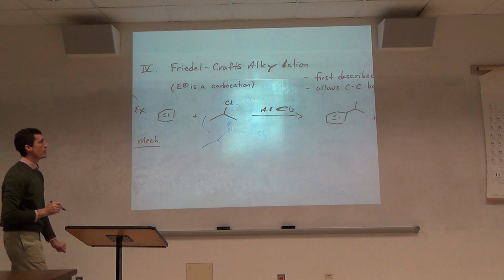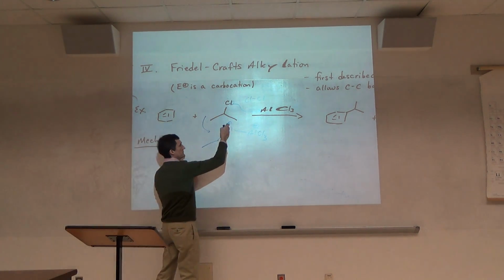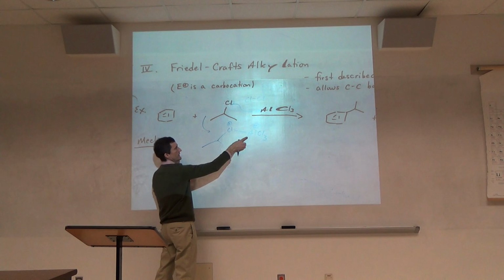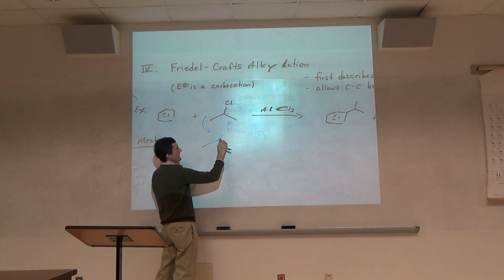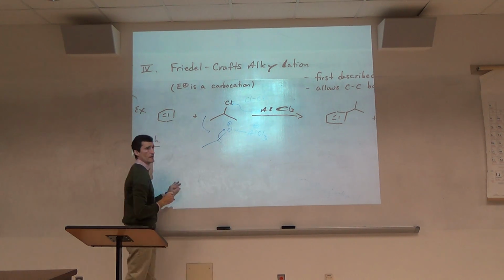At that point, this chlorine would like to get some electrons back. It would either say, hey aluminum, give them back to me. You would go back here. On the other hand, it could say, hey carbon, I'm out of here. I'm taking my electrons with me.